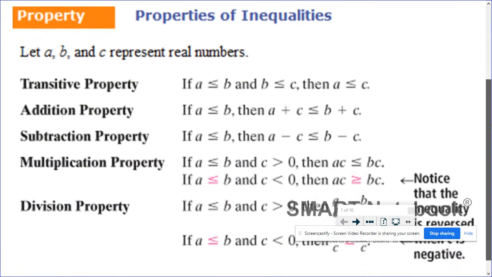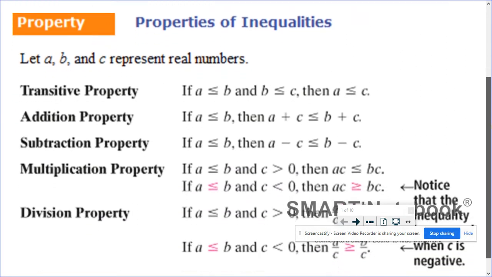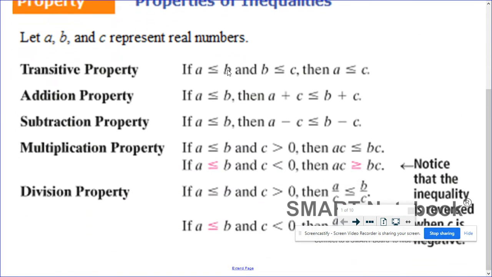So a lot of the properties, when I say it's very similar to solving equations, all the properties are basically the same. There is a property of equality that looked very much like this. If A was equal to B and B was equal to C, then A was equal to C. Well, if A is less than or equal to B and B is less than or equal to C, then A is less than or equal to C. So same idea, works the same way. And then for the addition property, subtraction property, multiplication property, and division property, it's all very similar.